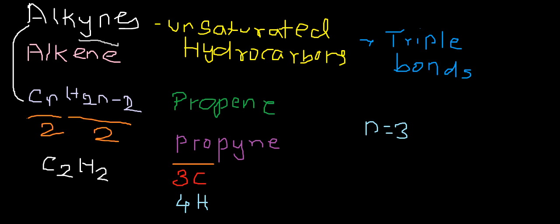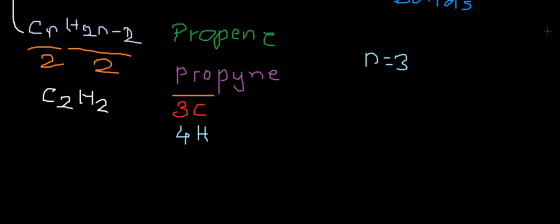Hence the formula will be C3H4. I will use the same color for the same elements. So C3 and H4. So this is propyne.